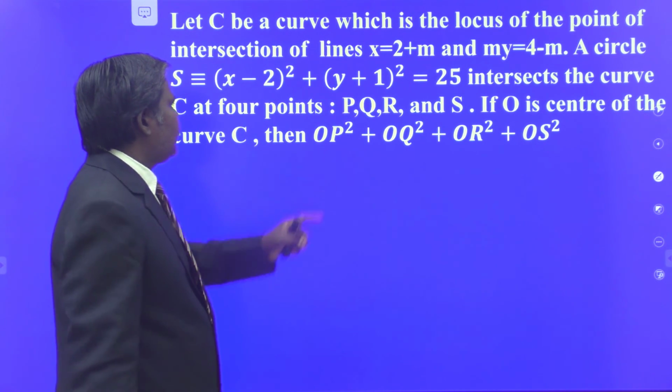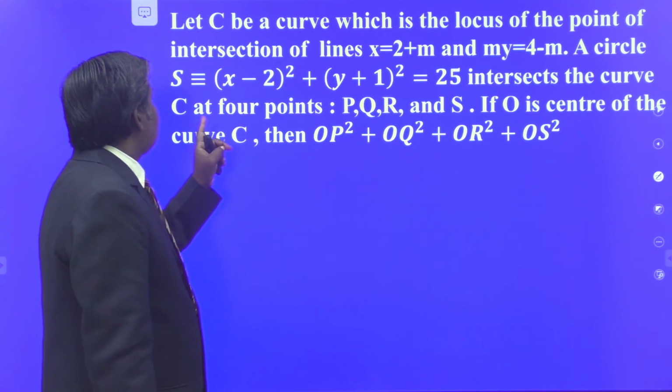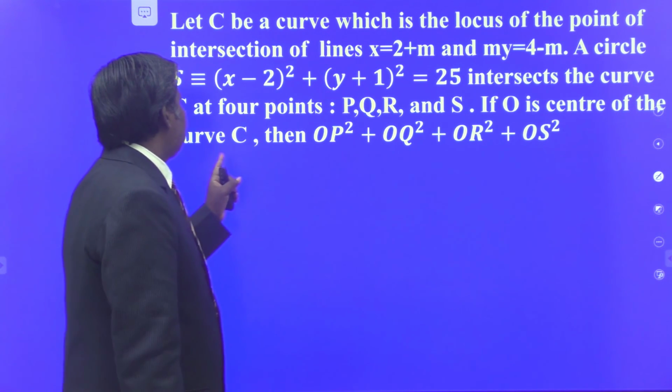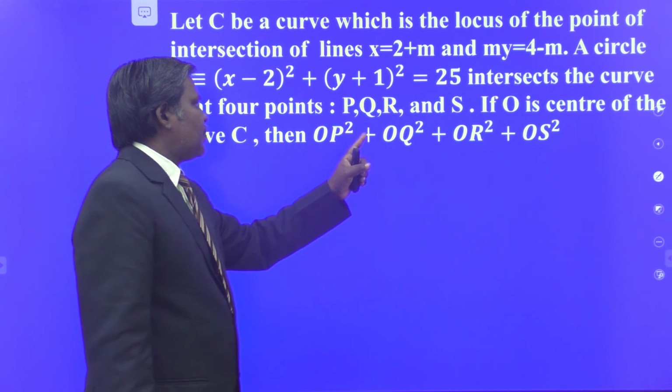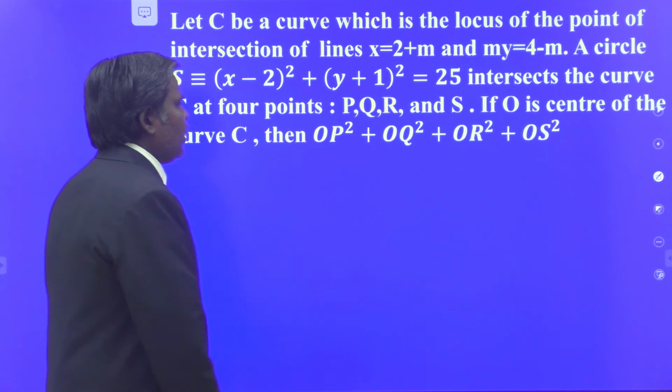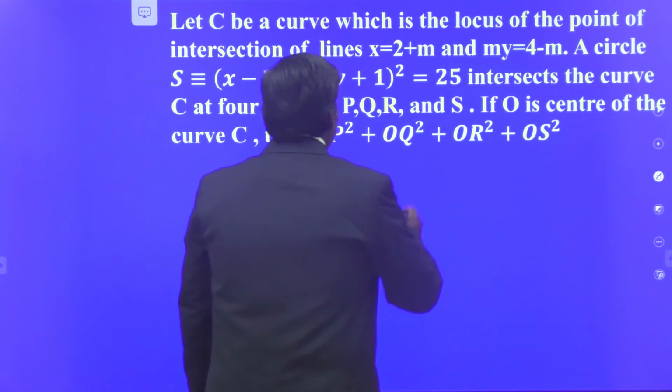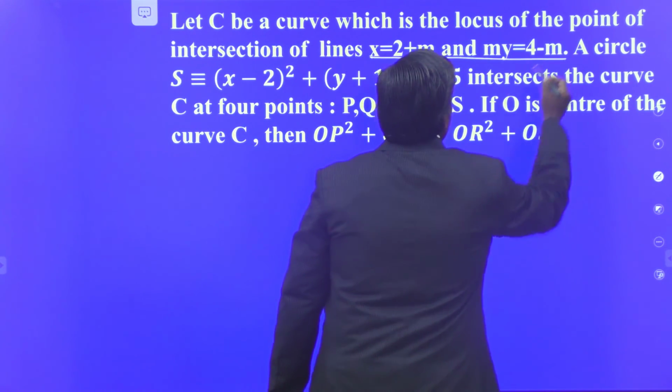A circle is there that intersects the curve C at 4 points P, Q, R, S. O is the center of the curve C. Then OP square plus OQ square plus OR square plus OS square is what they are asking. This is the question. First of all, we find the locus.